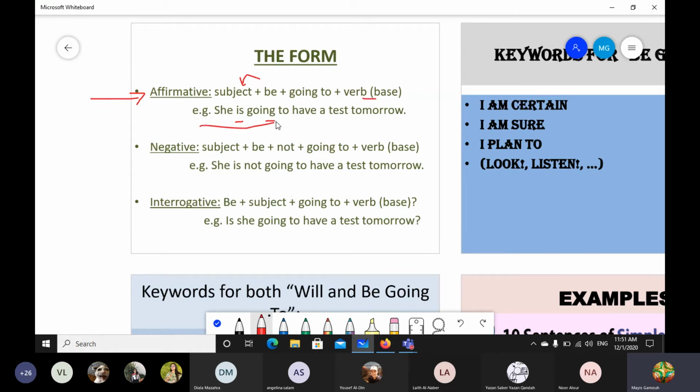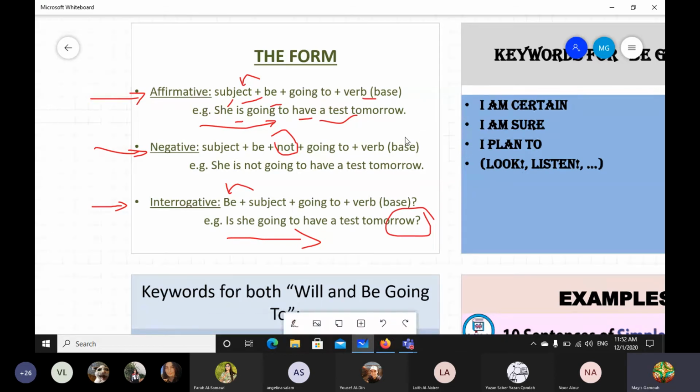And we have our example here. She is going to have a test tomorrow. She is the subject, is is be, going to, and our verb in the base form was have. In the negative form, we have to add not after be, after am, is, and are. So here, she is not going to have a test tomorrow. And regarding our interrogative form, we just have to switch be with the subject. So if I want to make the affirmative sentence a question, I should say, is she going to have a test tomorrow? And please do not forget the question mark.